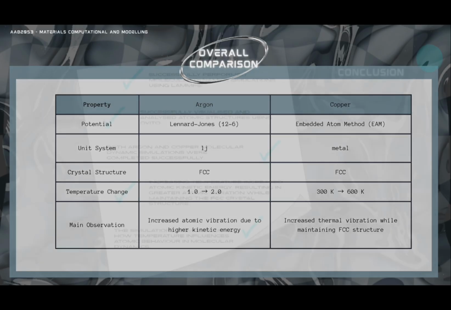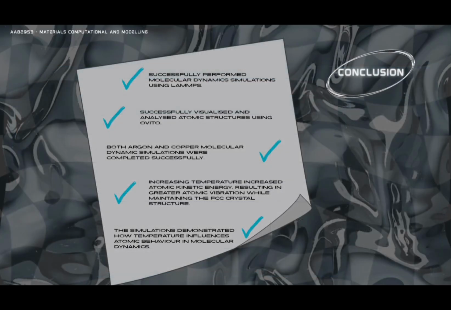In conclusion, we successfully completed the molecular dynamic simulation of both argon and copper using LAMMPS, and we successfully visualized and analyzed the simulation results using OVITO. From the simulation results, we observe that increasing the temperature increased the kinetic energy of the atoms. As a result, both argon and copper atoms showed stronger atomic vibrations and larger atomic displacements.